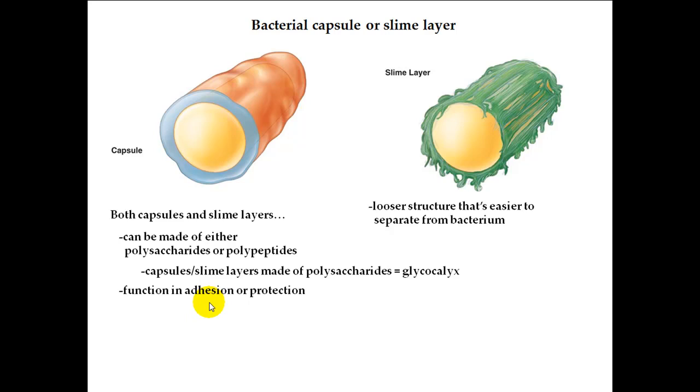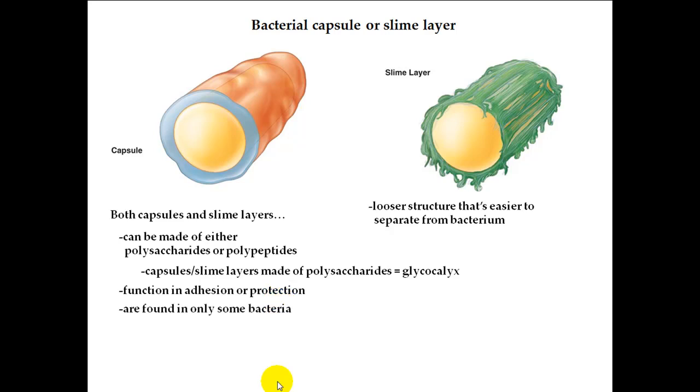So rocks and teeth are examples of things that encapsulated bacteria would stick to. An example of something that a capsule could protect against is our own white blood cells. It turns out that some bacteria can cause disease because they are able to prevent themselves from being eaten by certain types of white blood cells that usually patrol our blood. So that's an example of something that capsules can protect bacteria against.